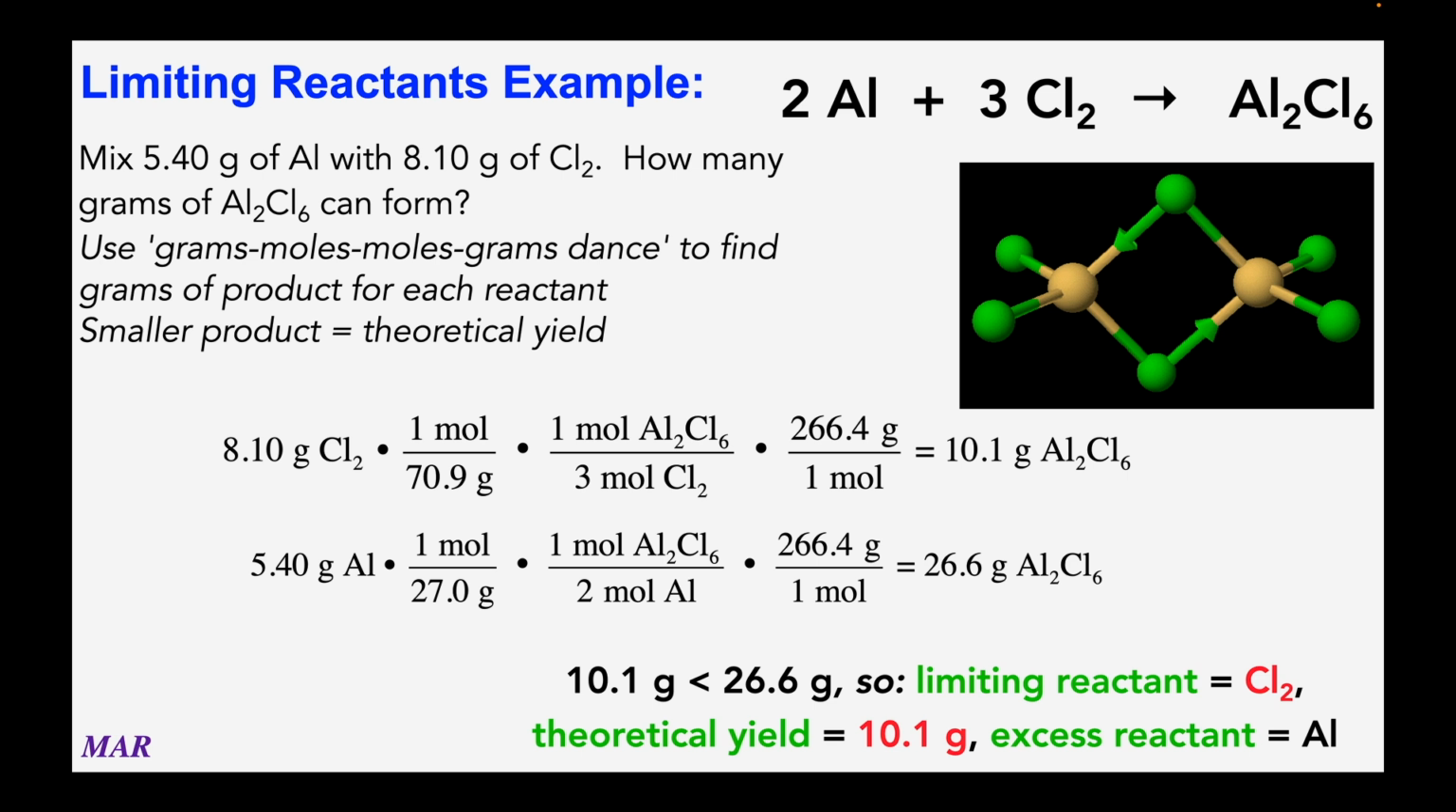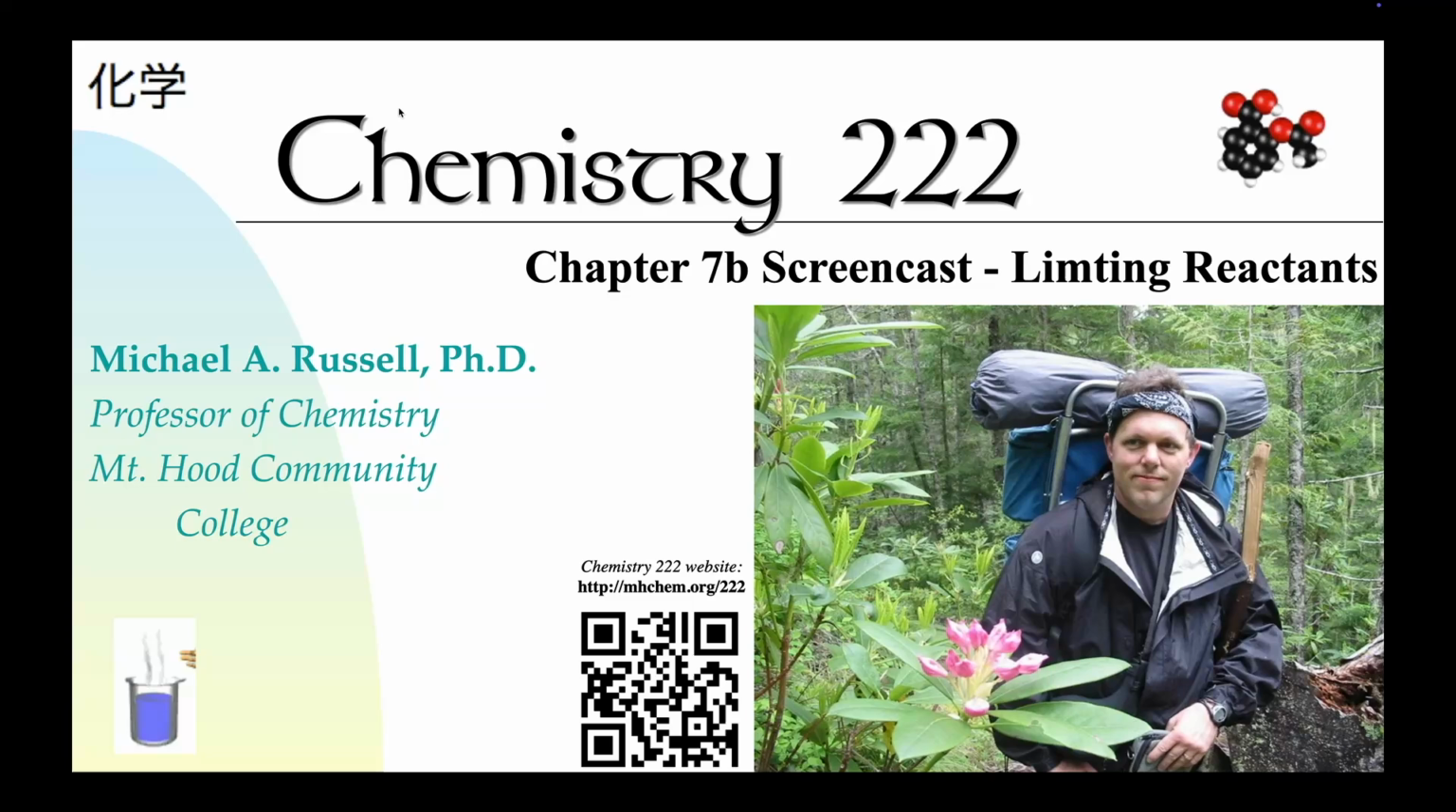But test the other reactant as well. So 5.40 grams of aluminum is certainly less than 8.10, but you still need to check it because those ratios are different. So 5.40 grams aluminum, turn it into moles using molar mass of aluminum from the periodic table. 2 moles of aluminum, 1 mole Al2Cl6, and multiply it by the molar mass, 26.6 grams Al2Cl6.